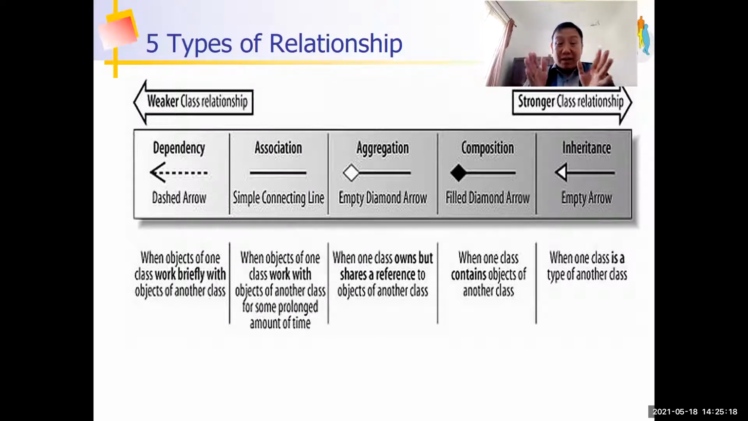So now the difference between aggregation and composition is the one that is complicated. This is the one that I will discuss. And then next is association. This is just "work with." Very simple. If one object works with another class. And there is another weaker relationship called dependency, which means when one class just works briefly with another class. The two, dependency and association, are simple, so we don't discuss them.